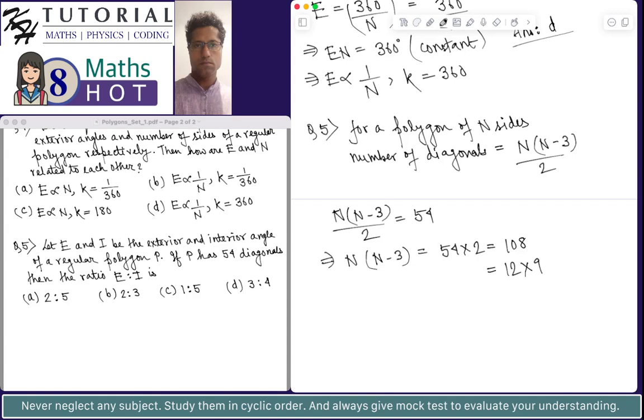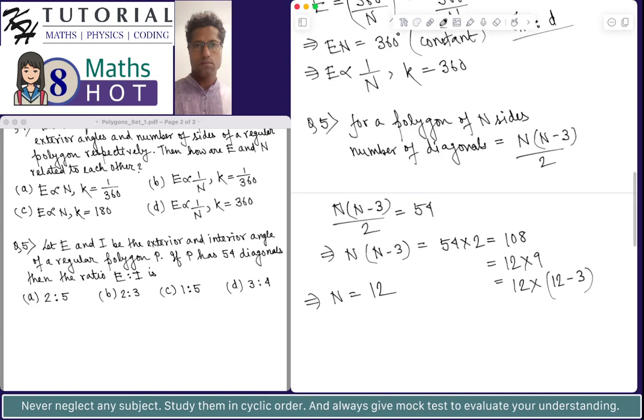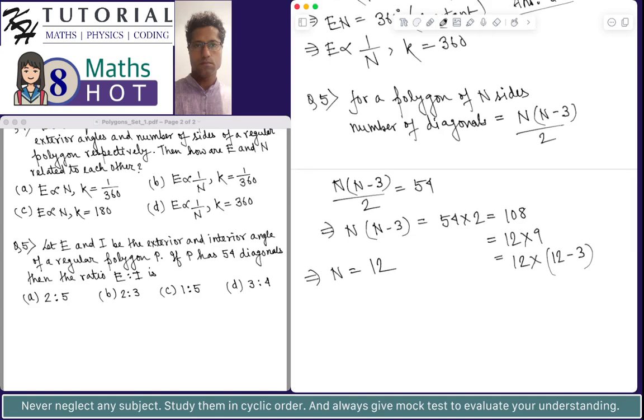So this 12 into 9, we can say this is equal to 12 into 12 minus 3. So clearly we can see that n is equal to 12. So the number of sides of this polygon P is 12. Okay, so we got the number of sides. Now it is asking about the ratio of E to I, where E is the exterior angle and I is the interior angle.